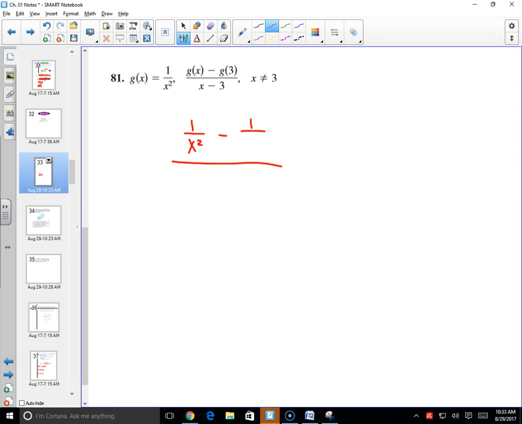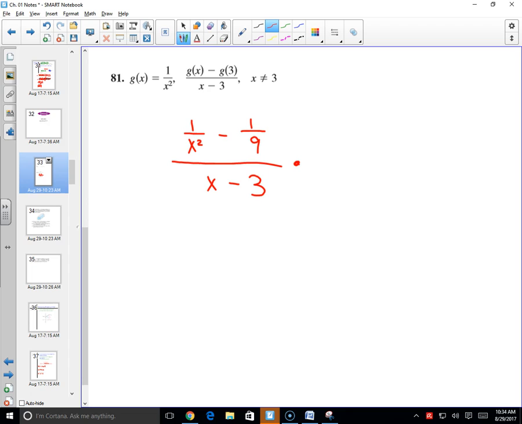Plug in 3. Plug in 3. 1 over 3 squared is 1 9. You have your division, you have your x minus 3. You're going to see me do the following to simplify complex fractions all year. If you decide to take calc, it'll be in your summer packet this summer for next year.